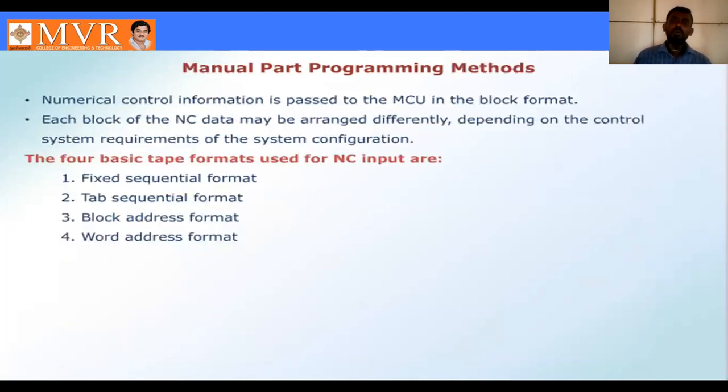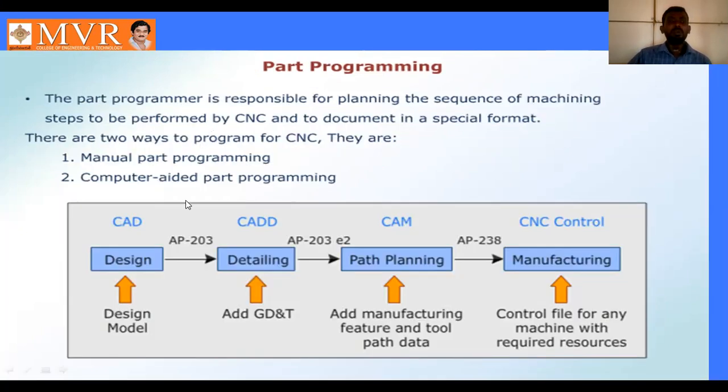So manual path programming methods. See here, manual path programming methods. We can write the program in two ways. One is computer path programming one. The next one is manual path programming one.